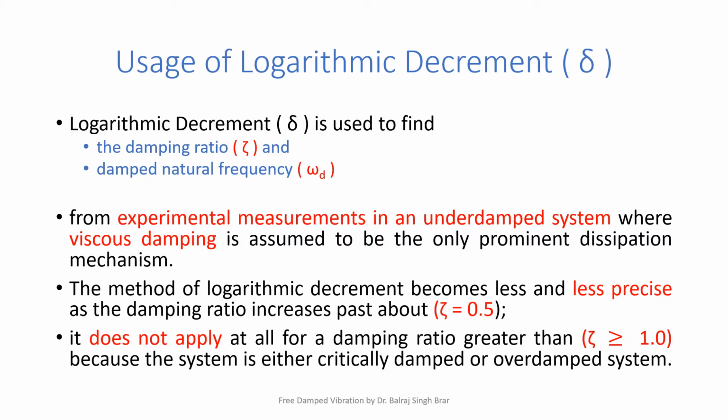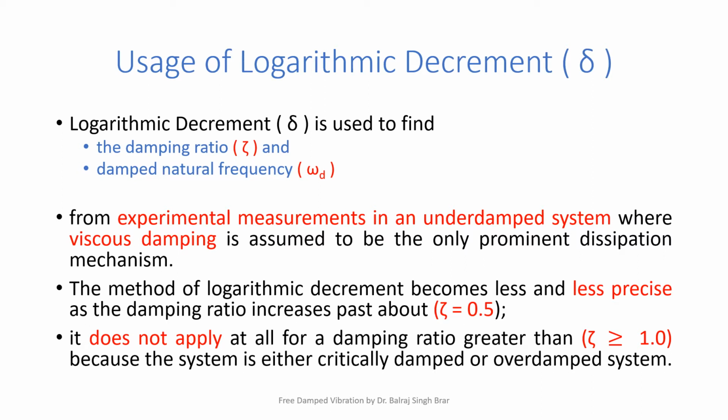Usage of logarithmic decrement. Symbol is delta. Logarithmic decrement is used to find damping ratio zeta and damped natural frequency omega d from experimental measurements in an underdamped system. It is valid for viscous damping only.